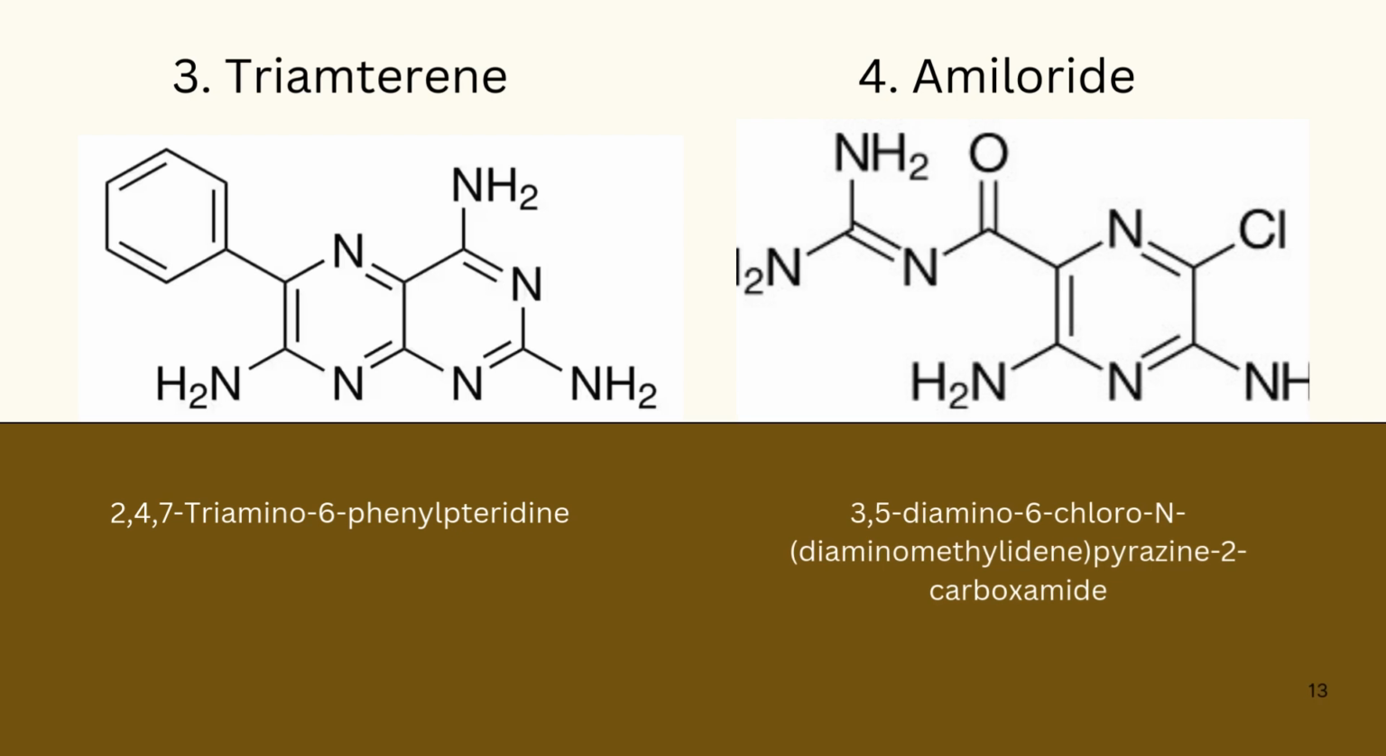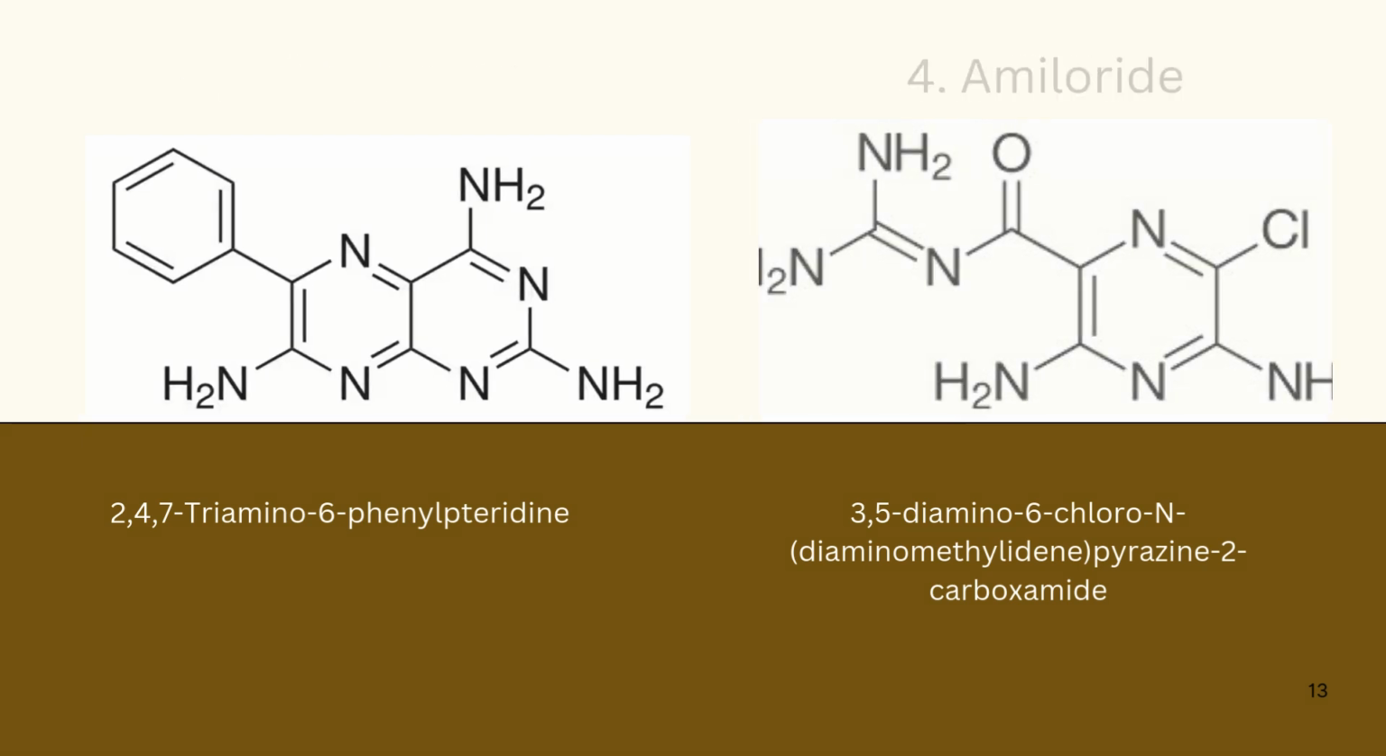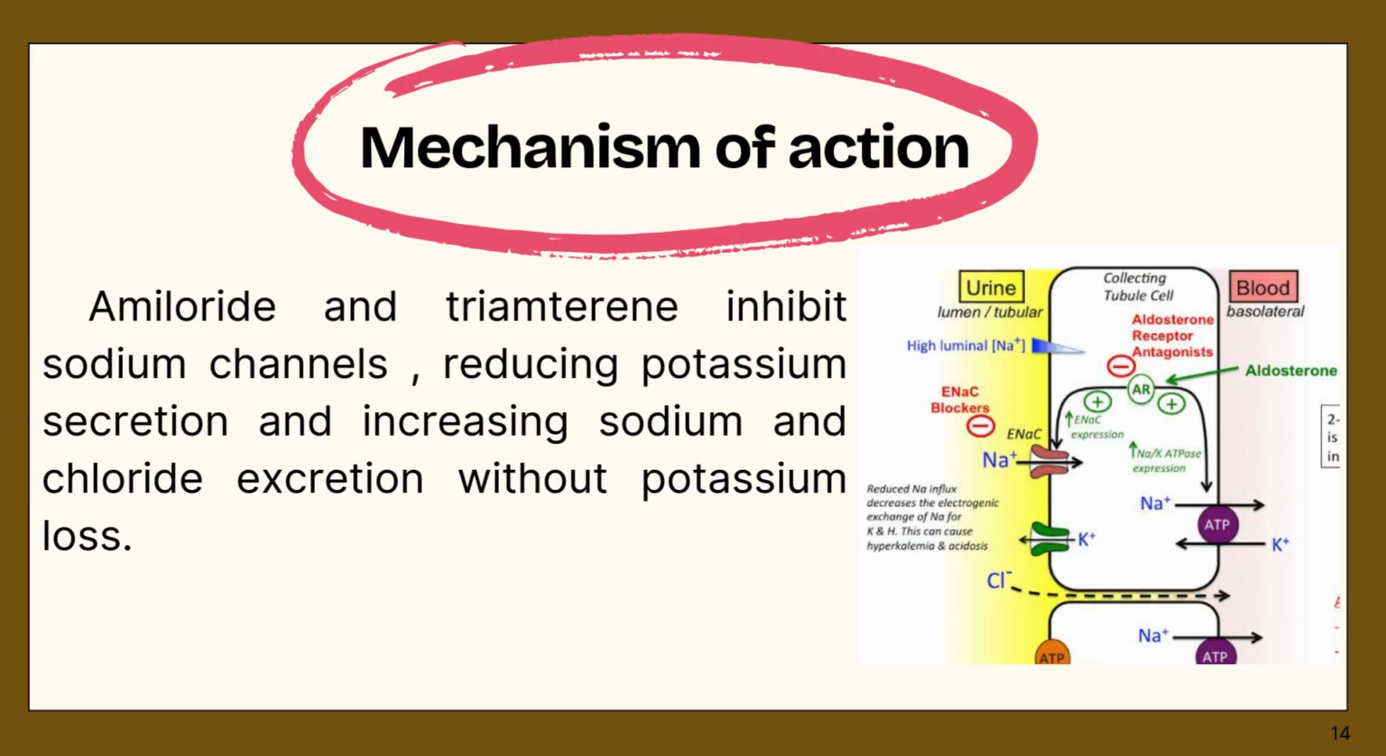3. Triamterene: 2,4,7-triamino-6-phenylpteridine. 4. Amiloride: 3,5-diamino-6-chloro-N-diaminomethylidene-pyrazine-2-carboxamide. Mechanism of action. Amiloride and triamterene inhibit sodium channels, reducing potassium secretion and increasing sodium and chloride excretion without potassium loss.